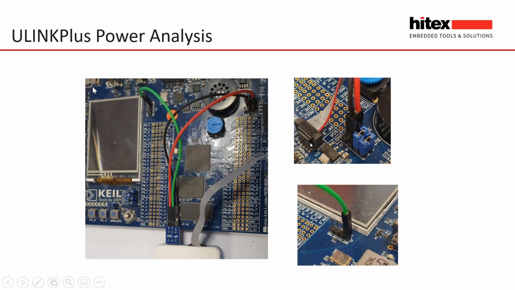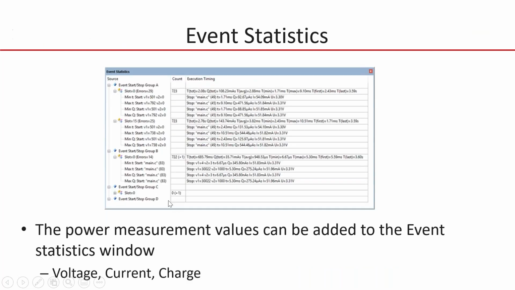So here on a real target, we're basically breaking into the power rail, connecting that via a shunt to the U-Link Plus, and then the green wire is connecting to Earth. So it's very easy to set up. There's no polarity to worry about on here, so you can swap those round. You'll just get a minus value instead of a plus value. So then in our event statistics, as well as getting timing, we can see current consumption between different events as well. So you can narrow down to different areas of code and see how much current that consumes over time.